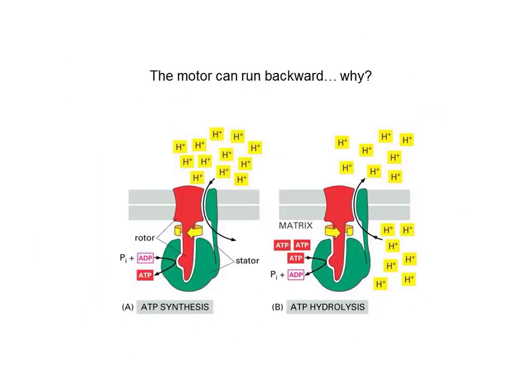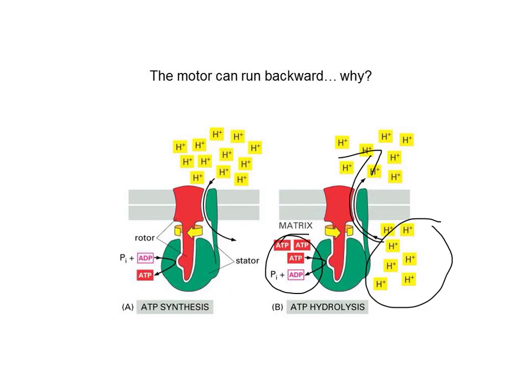It's important to note that this pump can also run in the reverse, meaning if the concentration gradient of hydrogen is eroded, where we have a higher concentration of hydrogen ion in the matrix side rather than the intermembrane space, hydrogen ion can actually be pumped into the intermembrane space, which requires ATP hydrolysis. So it requires an energy source to do so.